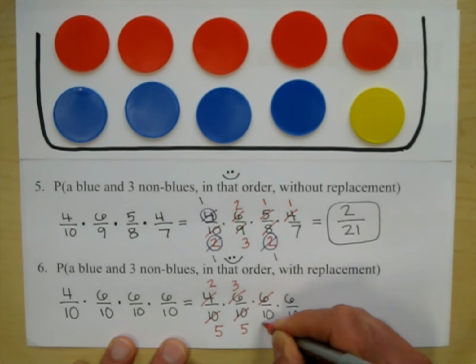So 5/10 really is 1/2. This is 1/2 times 1/2 times 1/2. 1 times 1 times 1? 1. 2 times 2 times 2? That's 8. So 1/8 is the answer for problem number 13. And you can see, with replacement, without replacement, it does make a difference.